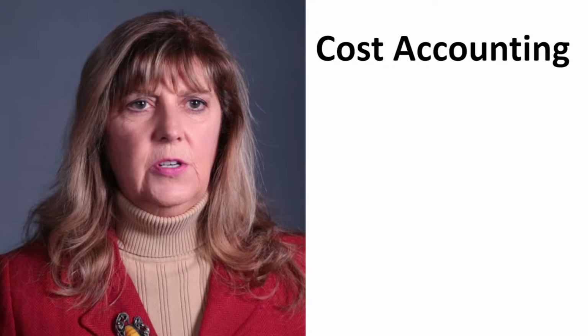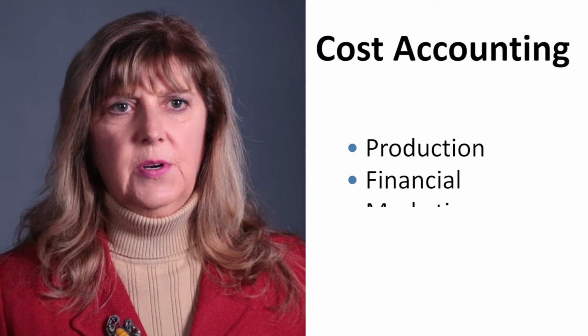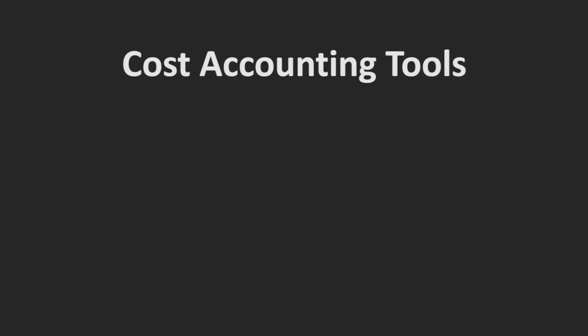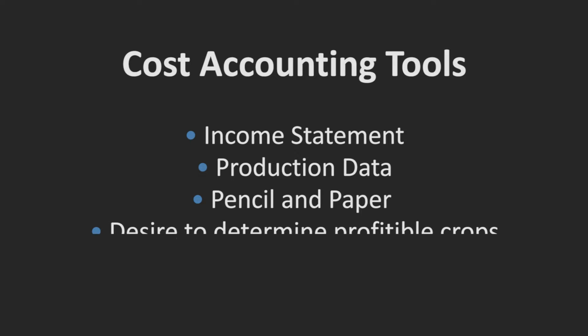The process of assigning production costs to each crop and subsequently calculating the profit of each crop is called cost accounting. You can use cost accounting to analyze various production, financial, and marketing strategies. The tools you need for cost accounting are an income statement, production data, pencil and paper or a spreadsheet like the Rutgers Cost Accounting for indoor and outdoor plants, and a desire to determine the most profitable crops.